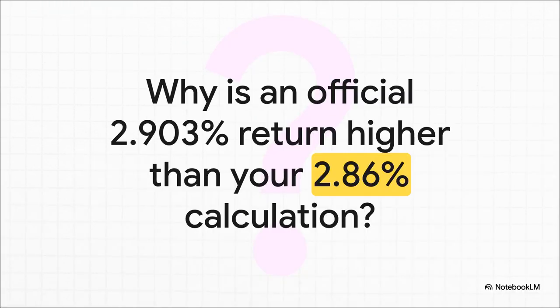So let's start with a puzzle. Maybe you've seen this yourself. You're looking at a money market fund, something like UA Ball, and you see the 7-day annualized return. But then you do a quick calculation based on what you earned yesterday and you get a lower number. So what gives? Is the platform pulling a fast one, or is there something else at play here?